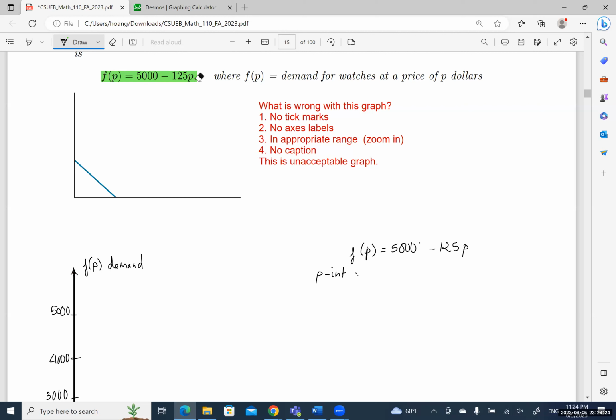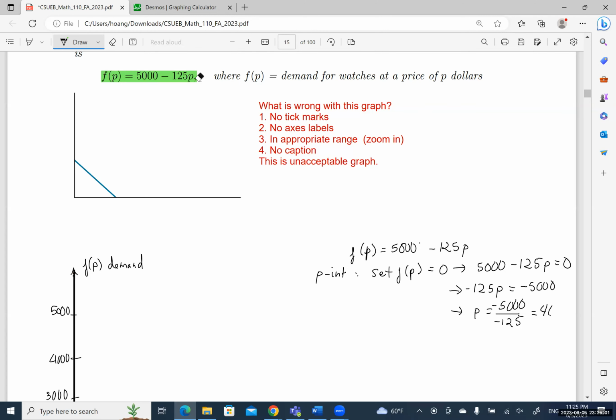So you're going to set f of p equals 0. So we have 5,000 minus 125p equals 0. You can have negative 125p equal to negative 5,000. And so then that means p will be equal to what? p will be equal to 5,000 divided by 125. So negative both sides here gives us p will be 40.